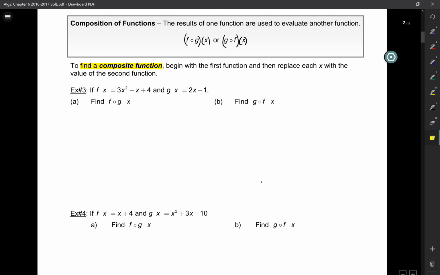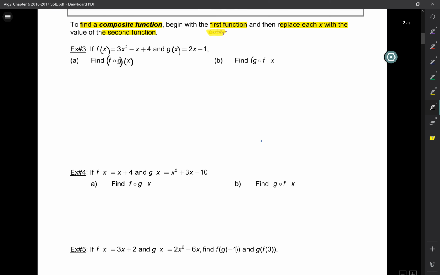To find a composite function, you begin with the first function. What do we mean by first? Sometimes I call it the first function. Sometimes I call it the outer function. So you start with the first function or the outer function, and you replace x with the second function. Oh my gosh, what does it all mean? Well, I'll tell you what it means. All right, so here I'm given an f of x and a g of x, all right? And for the first case, I'm told to find f of g of x. This is how we read it, f of g of x.